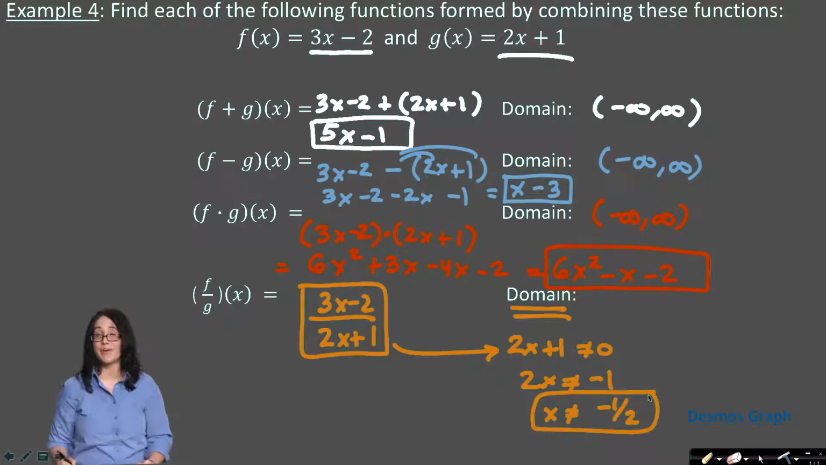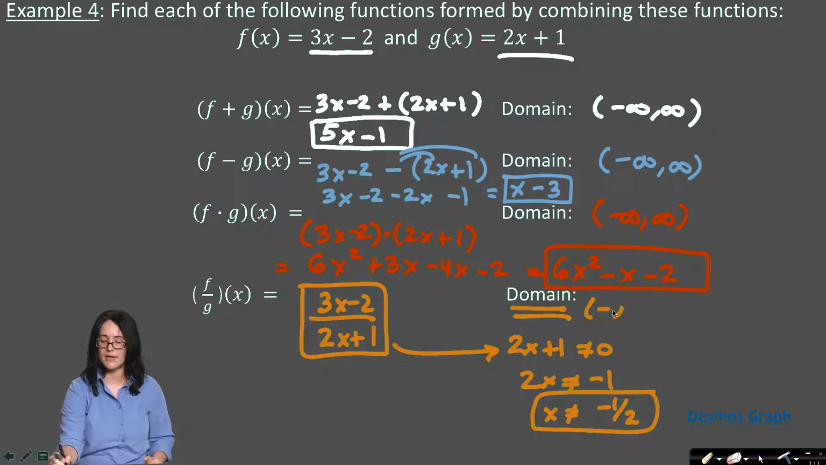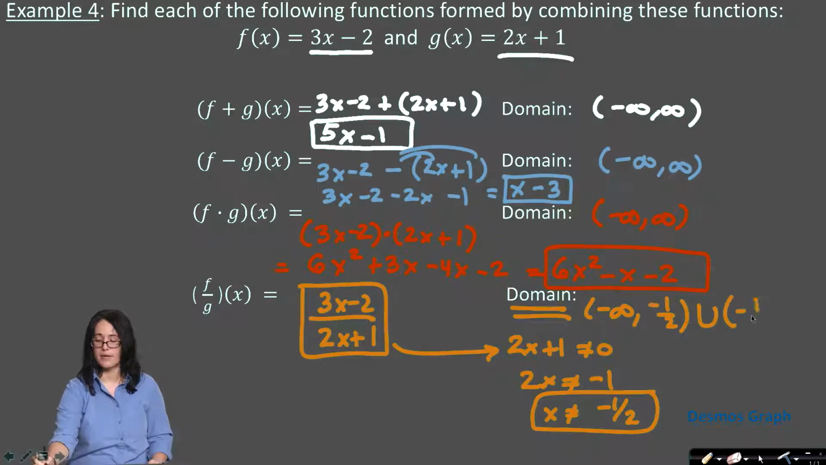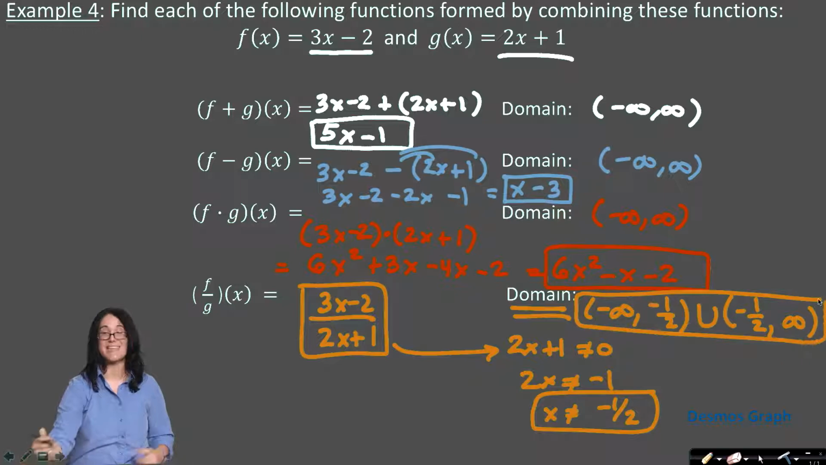How would you have written that domain? Did you do it correctly? Any number to the left of it's okay, so negative infinity to negative 1/2 parentheses, meaning you can't include it, or any number to the right of negative half is okay. Negative half in parentheses to infinity. So make sure you practice interval notation. That might be a skill that you need some practice with.